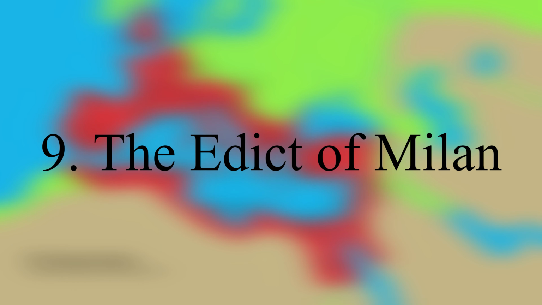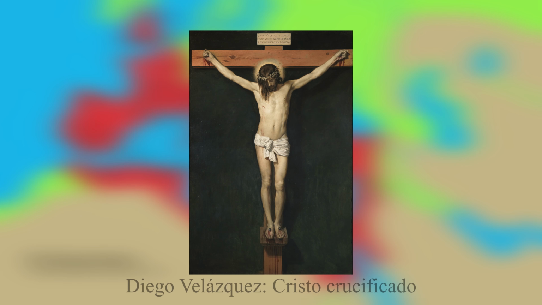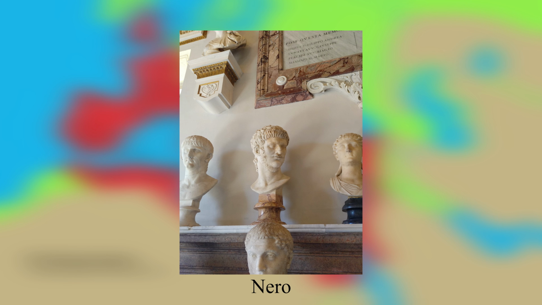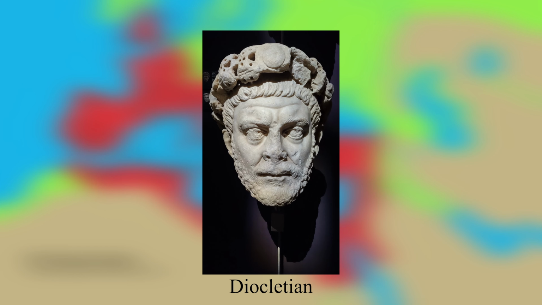Number 9. The Edict of Milan. Ever since the death of Jesus of Nazareth on a cross in Jerusalem by the hands of Pontius Pilate, Christianity had begun to spread across the Roman Empire. Throughout the first 3 centuries of Christianity's existence, Christians had been periodically persecuted, most famously by Emperor Nero after the Great Fire of Rome in 64, and by Diocletian in 303.